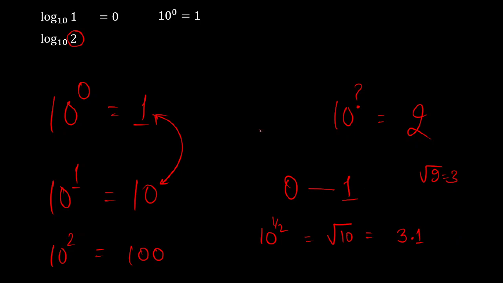So if we want the output to be 2, we can't use half, because 10 to the power half is around 3.1. We will have to use a number less than half, less than 0.5. Actually, it turns out to be 0.3010. And for two significant digits, I'm just going to go with 0.30. So this value I would like you to memorize to solve these kind of questions, which were asked in the first slide.